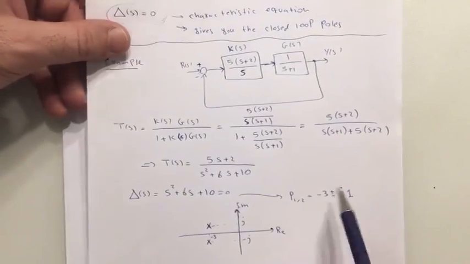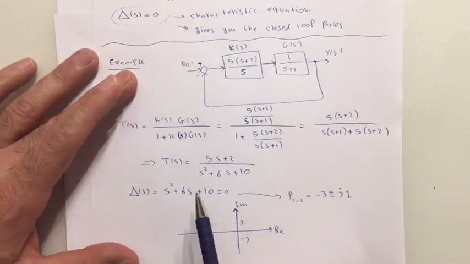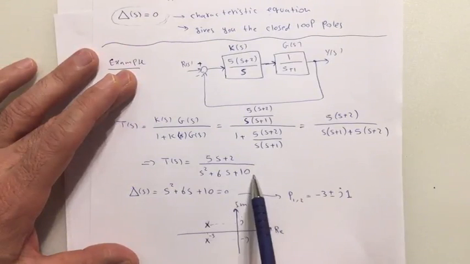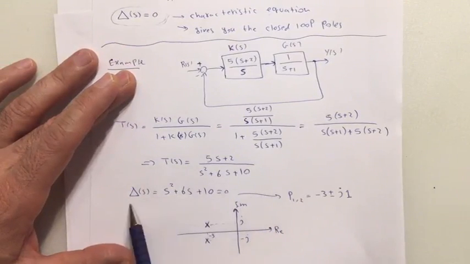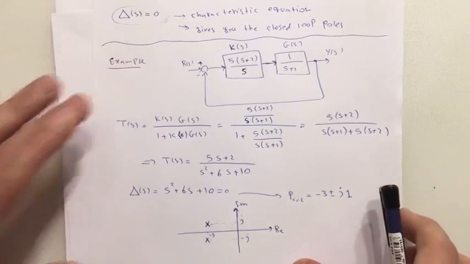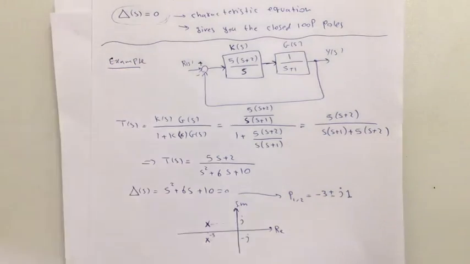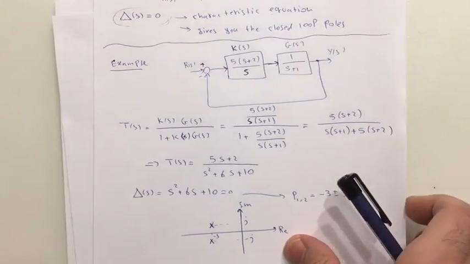So the next question is, in this simple example, because the system is second order, it's easy to find the poles of the characteristic equation. But what if the characteristic equation is of a higher order? What should we do in that case?